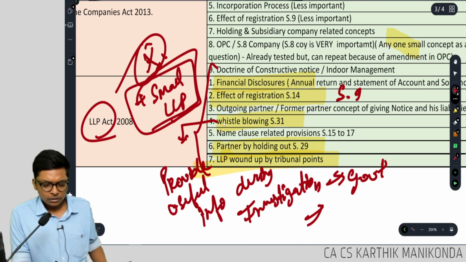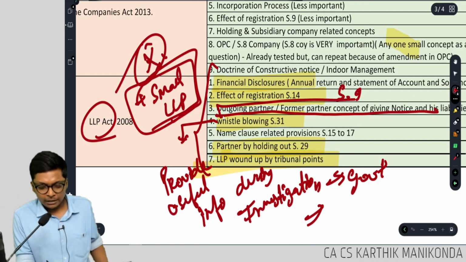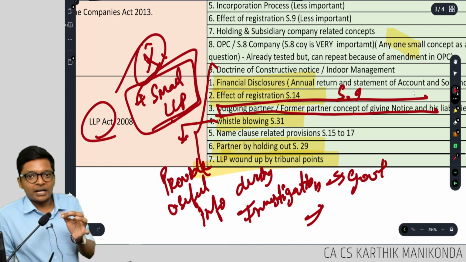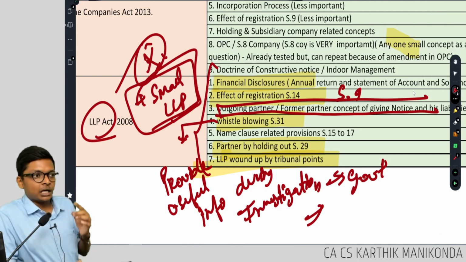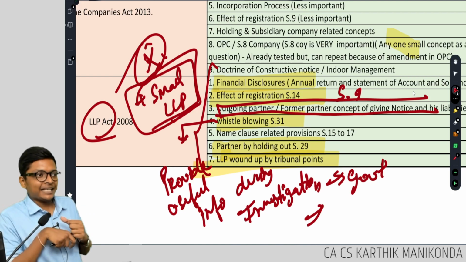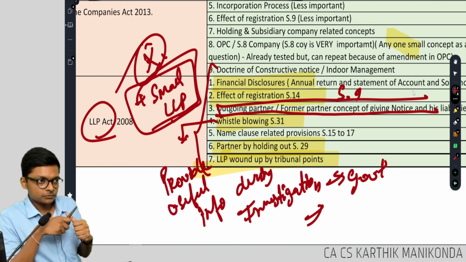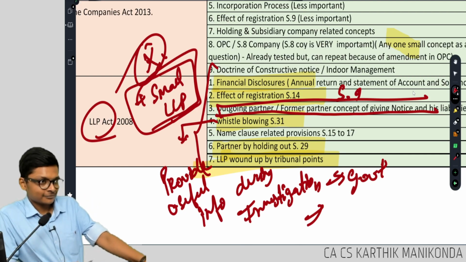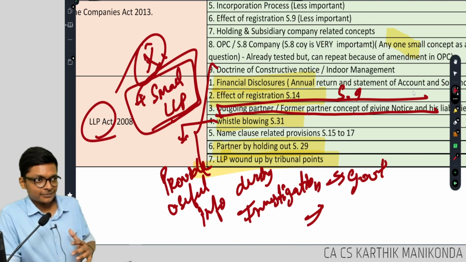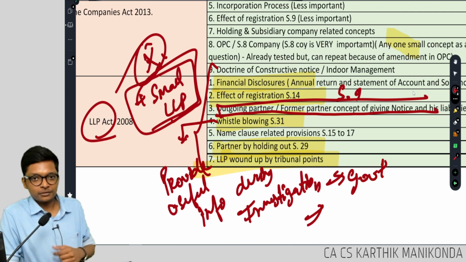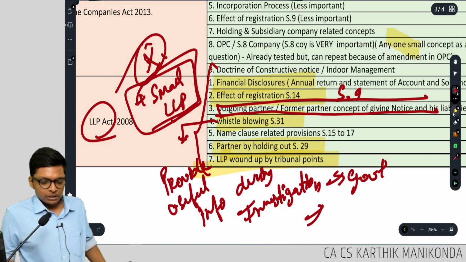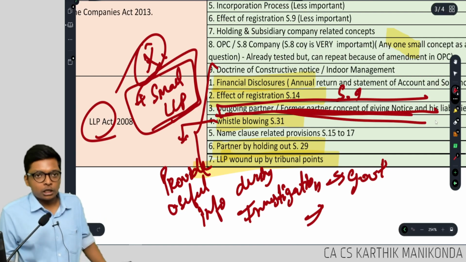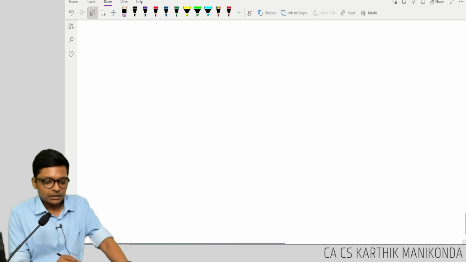Then outgoing partner, the partner concept is important. That is like retirement of a partner. Whenever a partner leaves the LLP, he is called a former partner. When can I leave the LLP? Guys, follow. Guys, the outgoing partner or former partner concept is very simple.